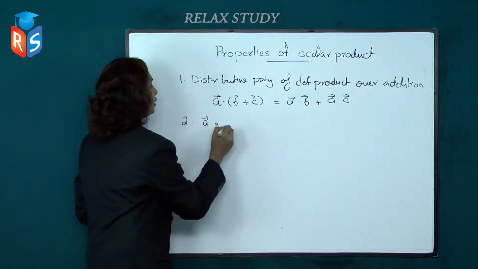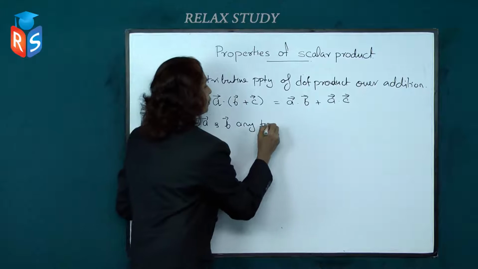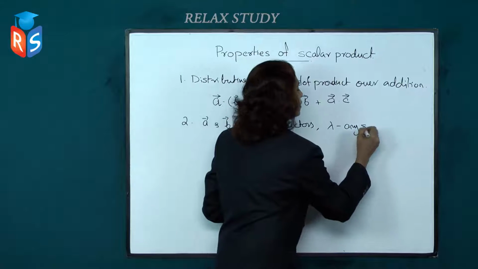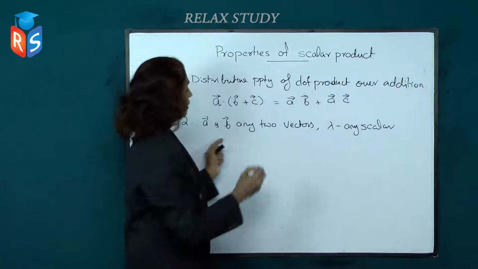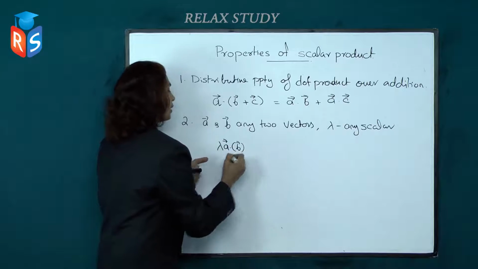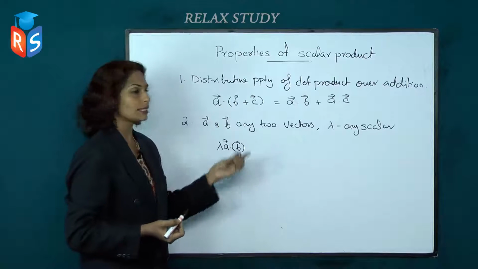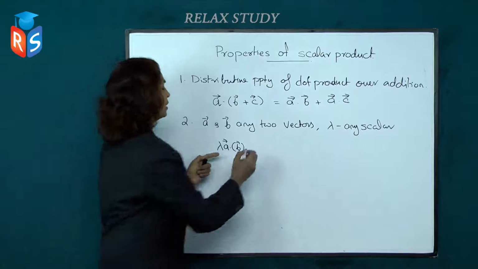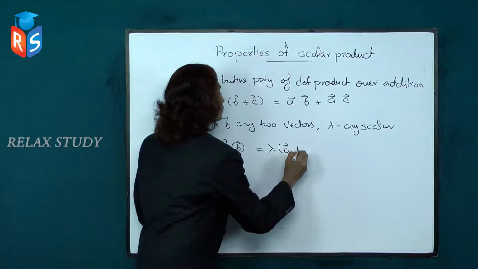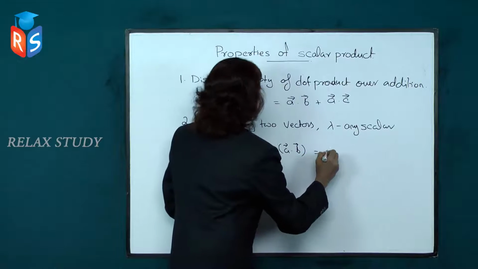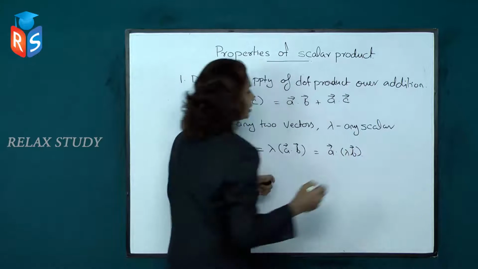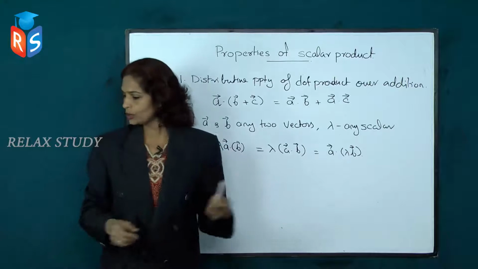Let A and B be any two vectors, and lambda any scalar quantity. Then lambda into vector A dot vector B, here we are discussing dot product, that is lambda times vector A dot vector B is same as lambda into vector A dot vector B, which is equal to vector A dot lambda into vector B. So that is the second property. So these are the two properties.